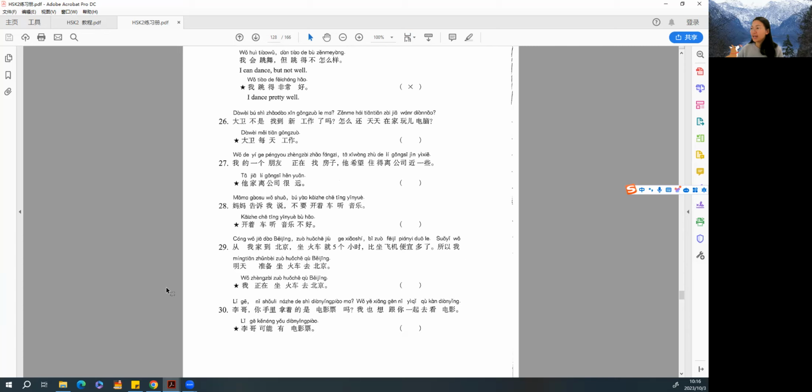We're going to take a look at this conversation, and whether the understanding of this sentence is correct or not correct. So I'm going to start a pen here.